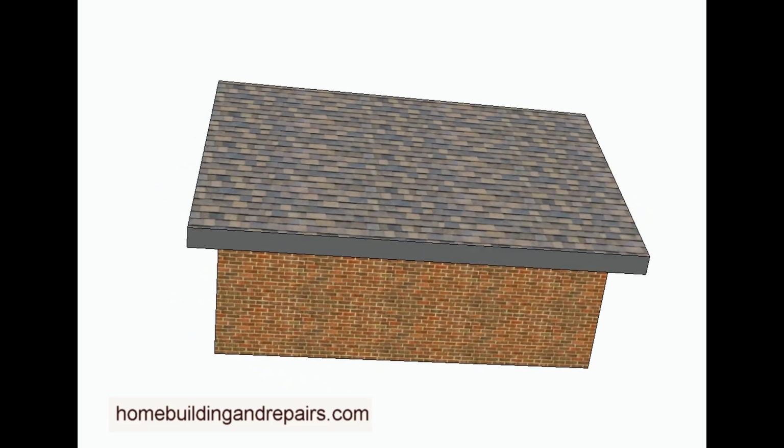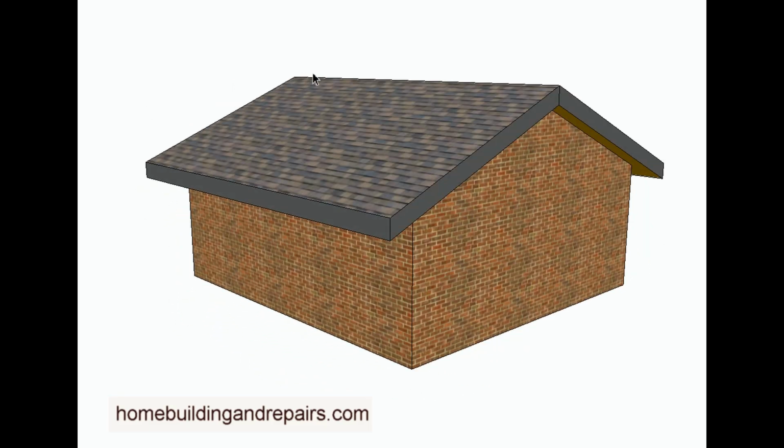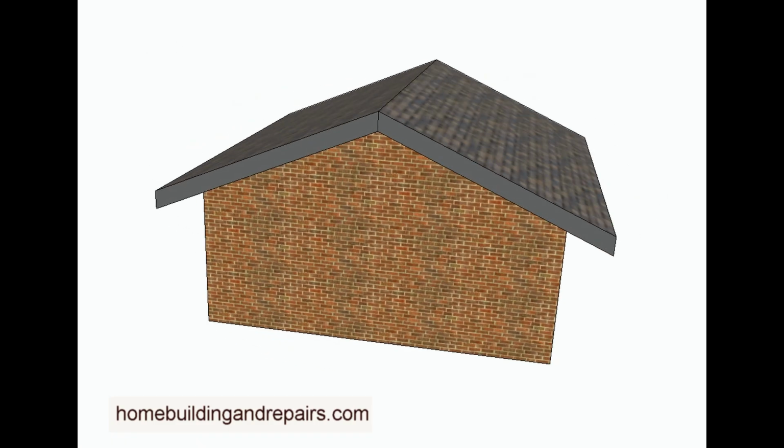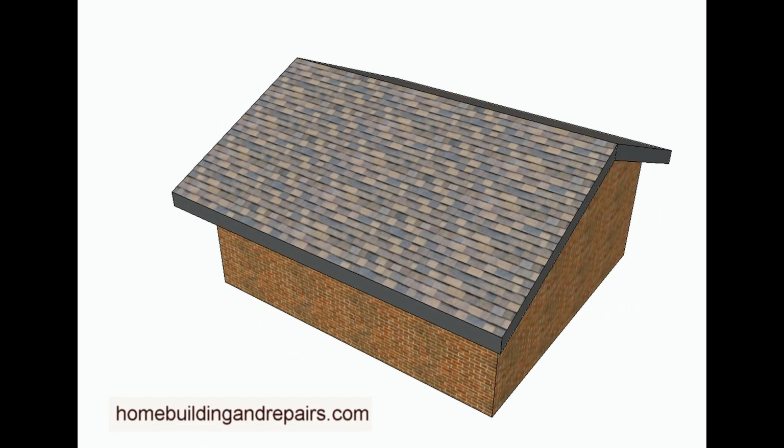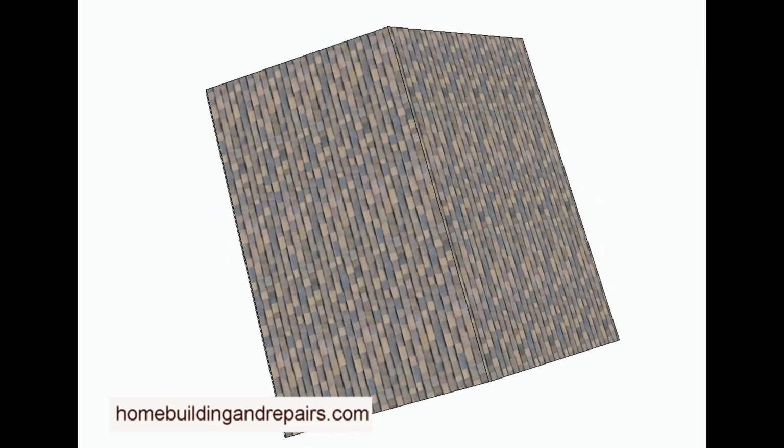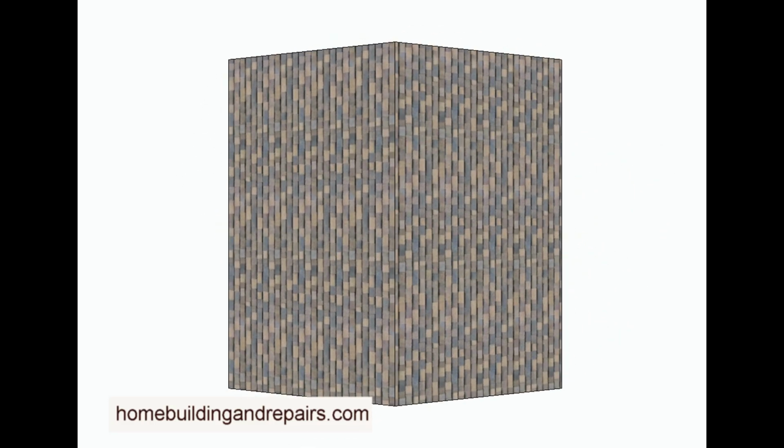Here's the most common roof. It is a gable roof, and simply two planes, one on one side, one on the other side. This is probably one of the easiest roofs you can build. I should say the easiest one would be a flat roof.